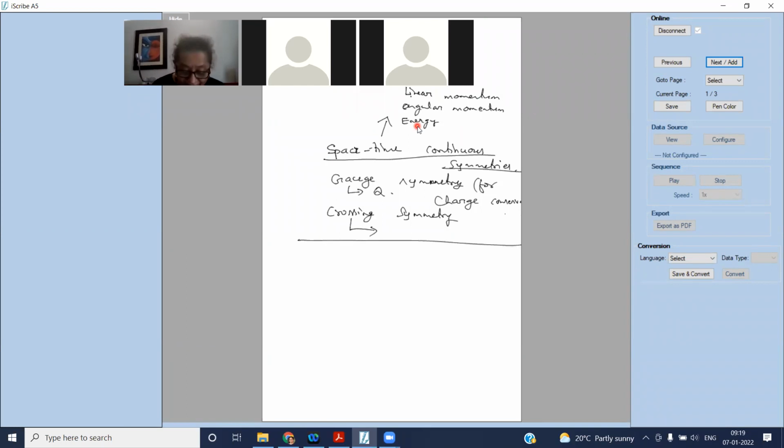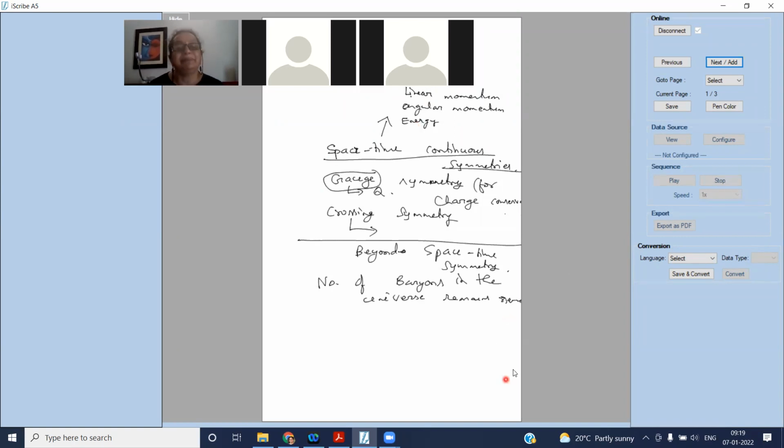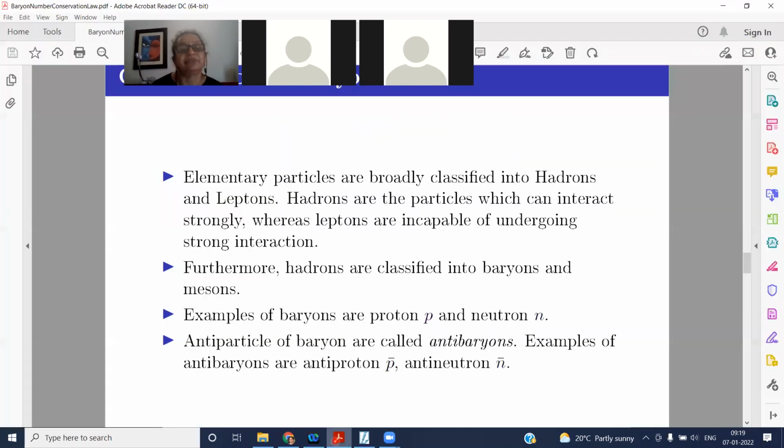Now I continue further, beyond space-time symmetries. What are beyond space-time symmetries? One thing that I observe is the number of baryons in this universe. I will tell you my reason. The number remains the same in the universe. This is an observation, an experimental observation combined with theoretical observation. I will tell you why it comes to my mind.